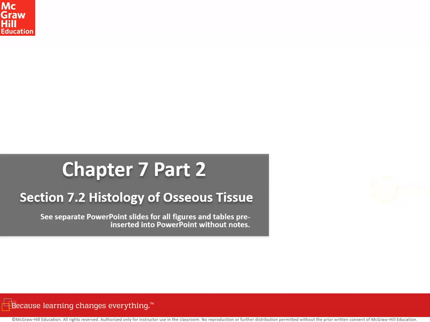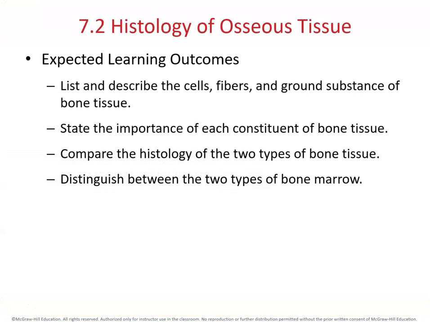Hi everyone, this video is for section 7.2 of your Anatomy and Physiology textbook. In this video, we'll be talking about the cells, fiber, and ground substance of bone tissue, the importance of the two main components of bone tissue. We'll be comparing the histology of two different types of bone tissue and also two types of bone marrow.